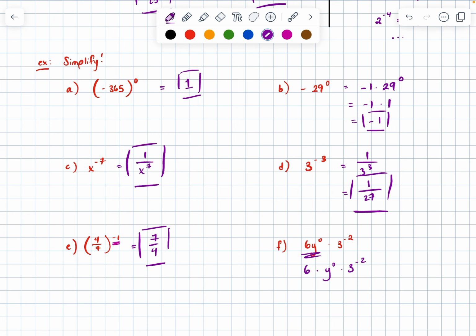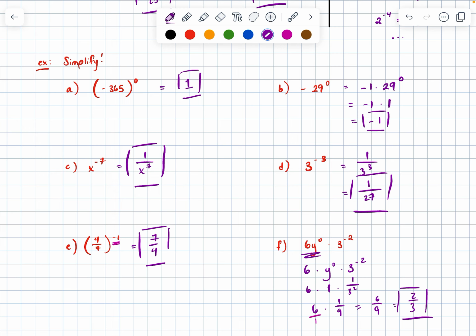And from here, I can simplify. Well, I have 6 times y to the 0. Anything to the power of 0 is 1. And then I have 3 to the power of negative 2. Well, that's 1 over 3 squared. So I really have 6 times 1, which is 6, times 1 over 3 squared, which is 1/9. Now if I want to multiply 6 times 1/9, make 6 into a fraction. 6 over 1 times 1 over 9 gives me 6 over 9, which reduces to 2/3.